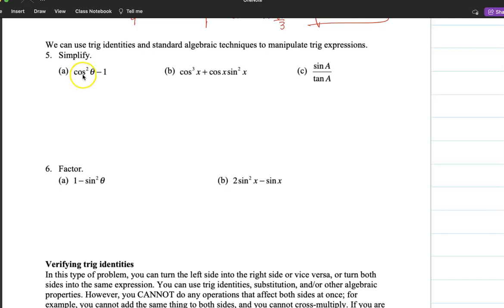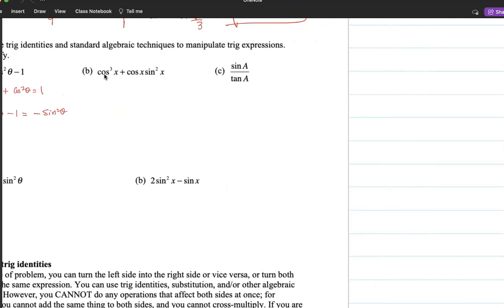Cos squared theta minus 1. Look at these identities. Which one will you apply? You know that sin squared theta plus cos squared theta is equal to 1. So if you transfer it, cos squared theta minus 1 is equal to minus sin squared theta.